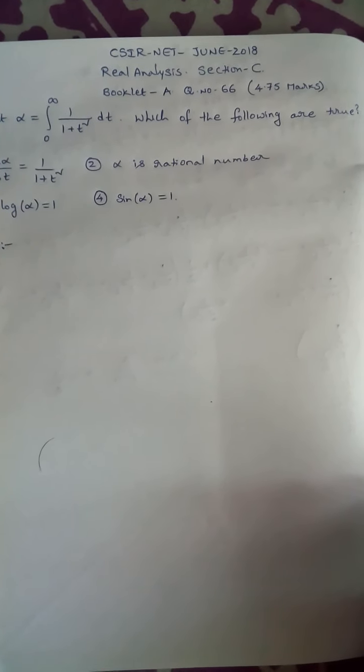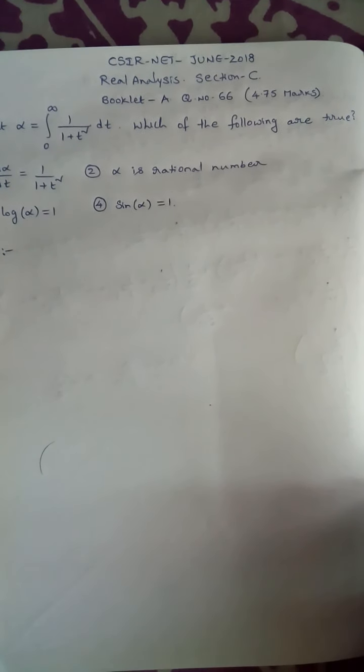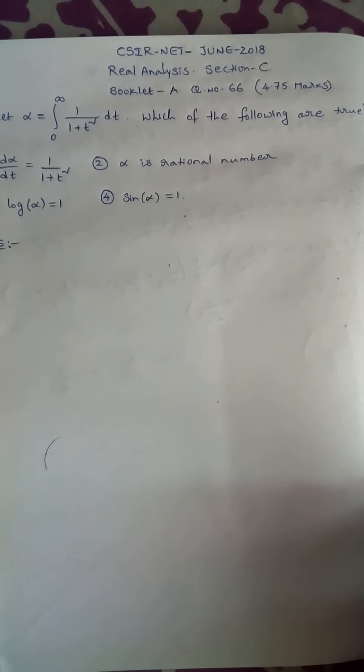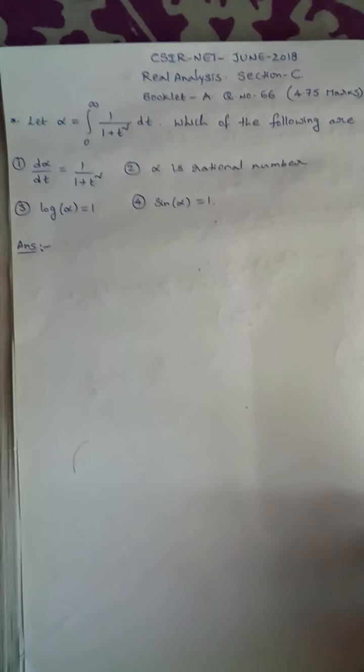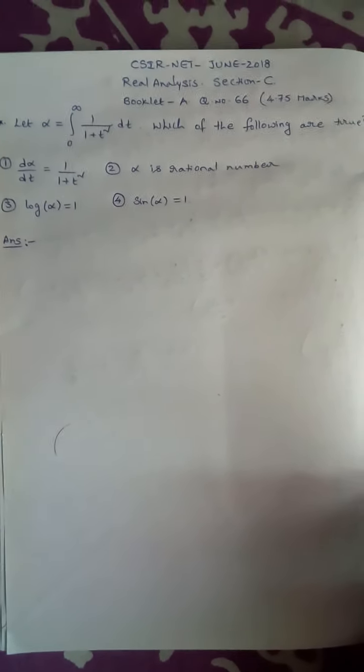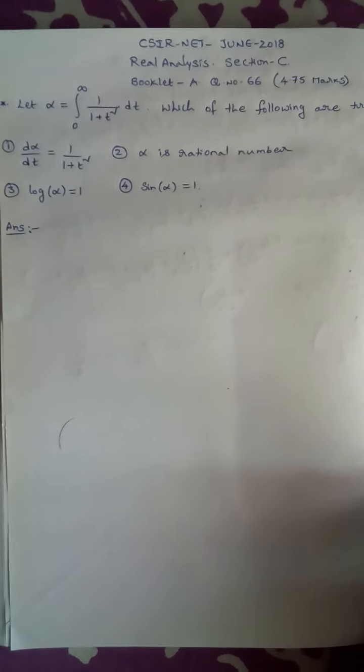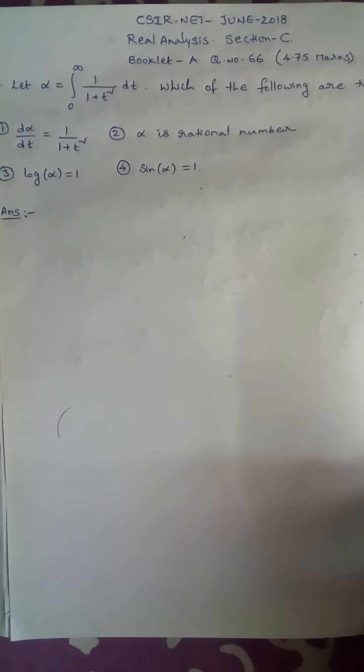Hi everyone, this is CSIR NET June 2018 Real Analysis, Section C, Booklet A, question number 66, 4.75 marks. Here the question is: let alpha equal the integral from 0 to infinity of 1 by 1 plus t square dt. Which of the following are true?